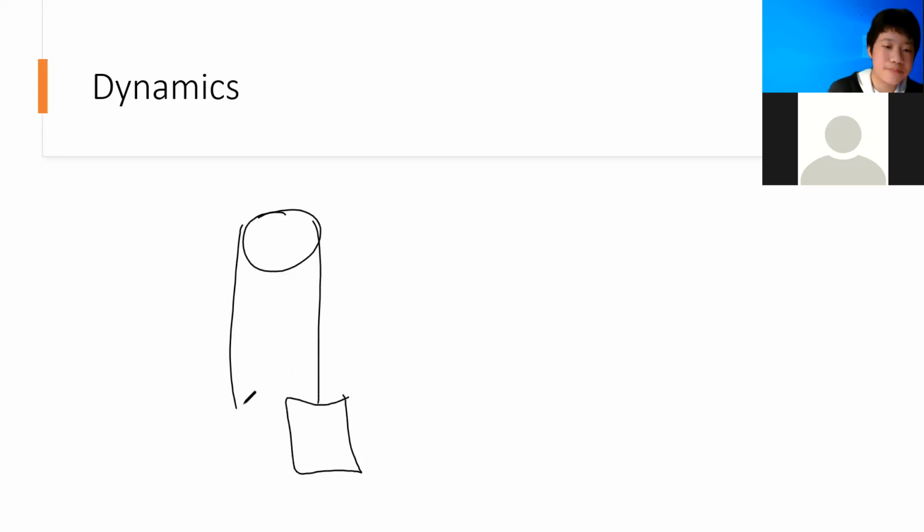So now for common applications of dynamics, the first one is the pulley. Right, we're going to have some M1G pulling down.